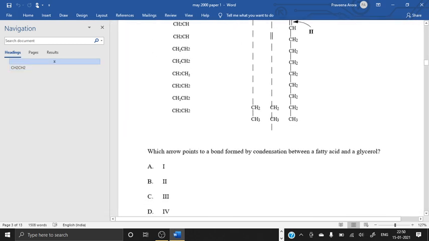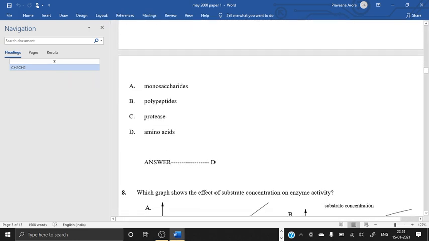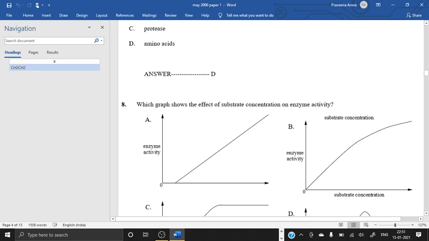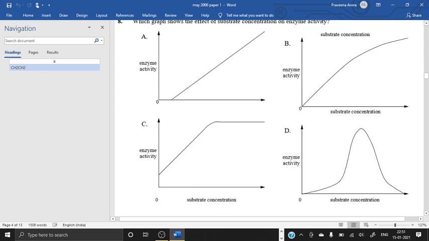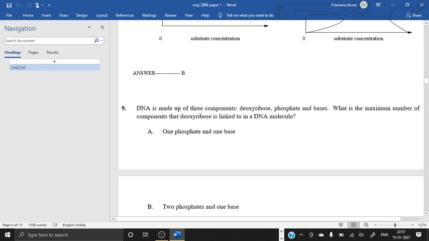Then we come to question number 7. What is formed by hydrolysis of dipeptides? Answer is D, amino acid. Question 8: which graph shows the effect of substrate concentration on enzyme activity? The answer is B.